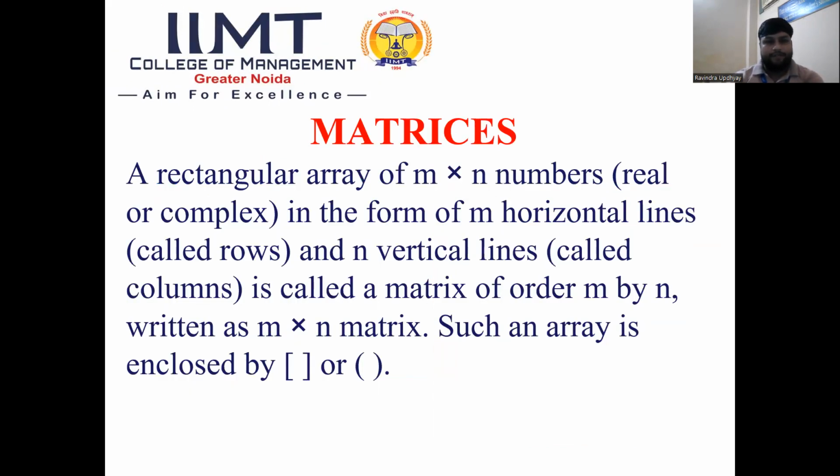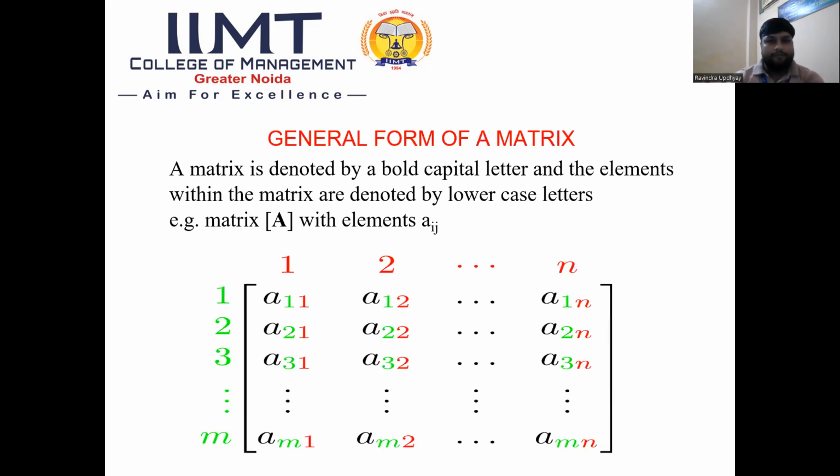What is the matrix? A rectangular array of m by n numbers that may be real or complex, in the form of m horizontal lines called rows and n vertical lines called columns, is called a matrix of order m by n, written as m by n matrix. Such an array is enclosed by capital bracket or small bracket.